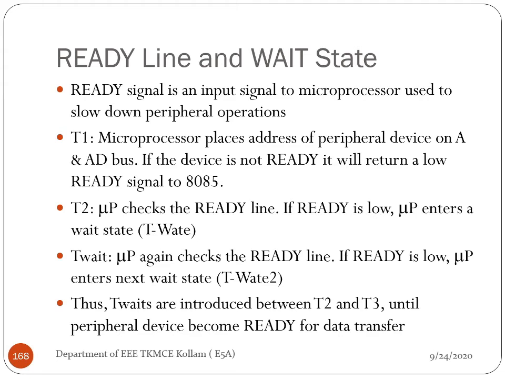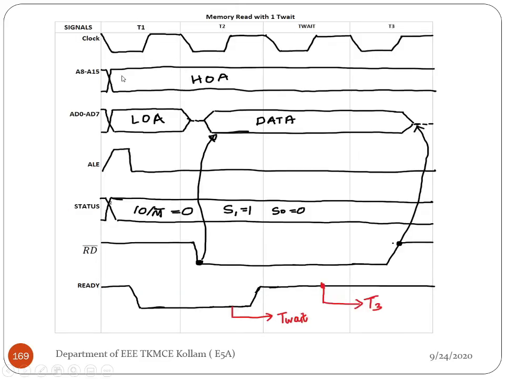Let's see a memory read machine cycle with wait states. Here, this is the clock signal. During the first clock cycle, the program counter places the higher order address on the address bus and the low order address on the AD bus, and the ALE signal goes high and suddenly goes low, and the status signals are IO/M bar equal to 0, S1 equal to 1 and S0 equal to 0. Whenever the RD bar signal goes low during the second clock cycle, as the data bus is free, the data pointed to by the HOA and LOA is transferred to this AD bus.